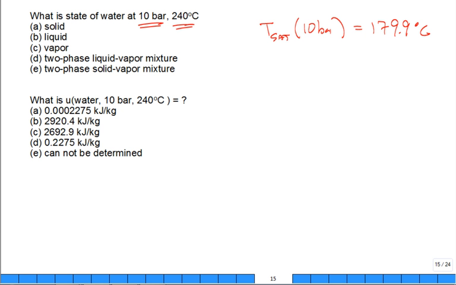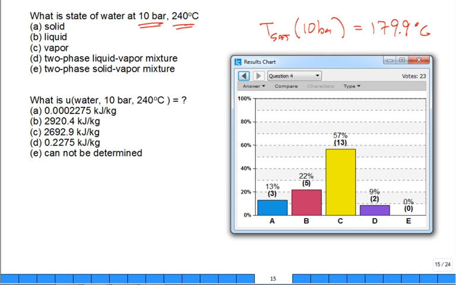All right. Are you still working on it? Sorry, you've got to watch the time. It is in the vapor region, because the given temperature, 240, is greater than the saturation temperature of about 180. Superheated vapor: higher temperature than saturated vapor.